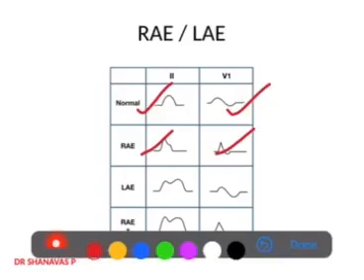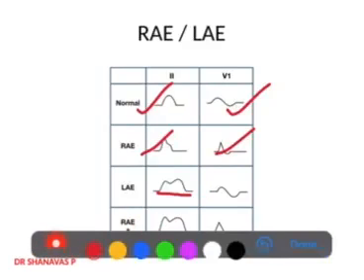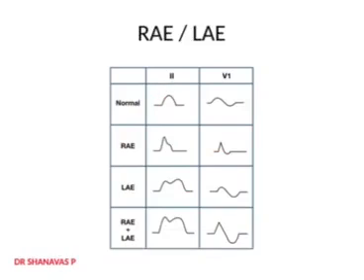Here also there is increased amplitude, that is also right atrial enlargement. Here you can see that there is increased duration with a notch, that is a left atrial enlargement. Here you have both increased amplitude and duration, that means there is both right atrial and left atrial enlargement.